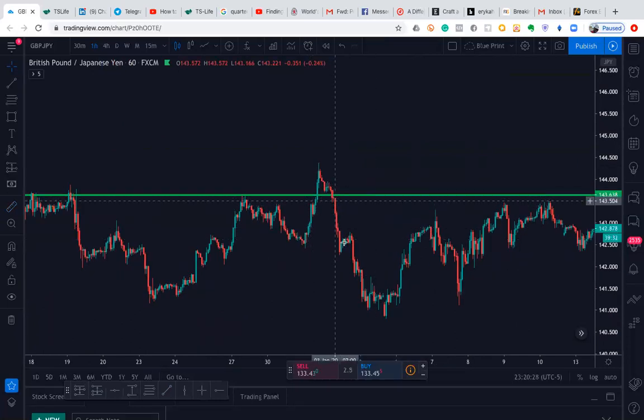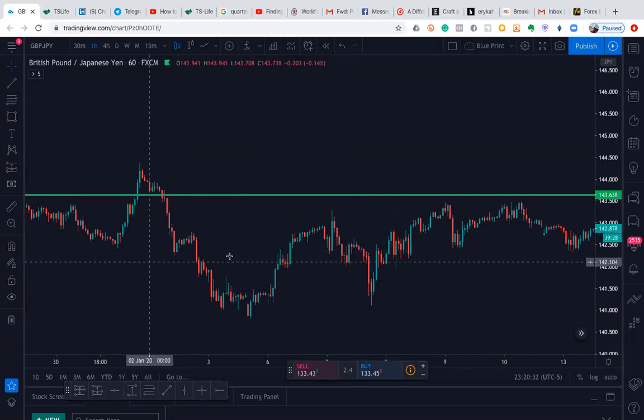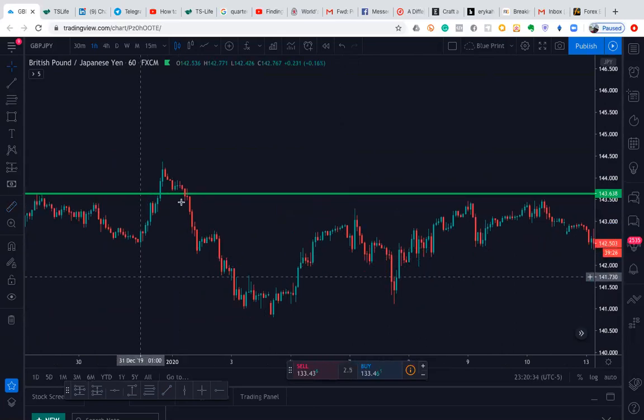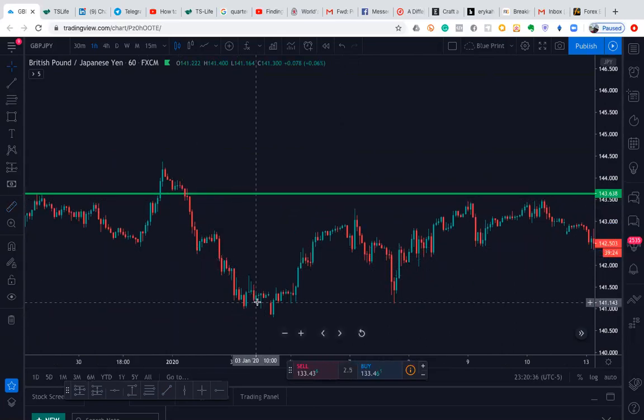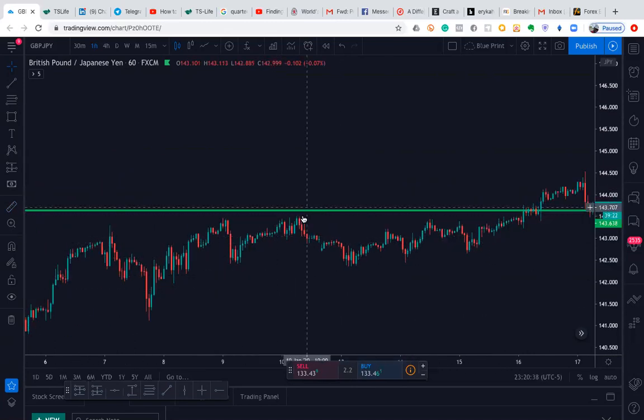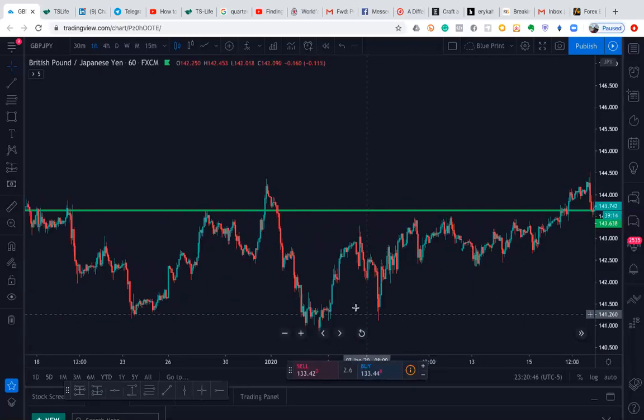If you look at this, price went straight down. Again, not this one here. Price wouldn't have come and got your sell stop. It wouldn't have quite got your sell stop, but that's pretty much it.